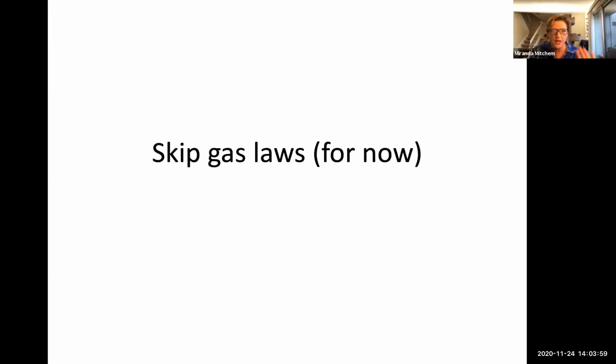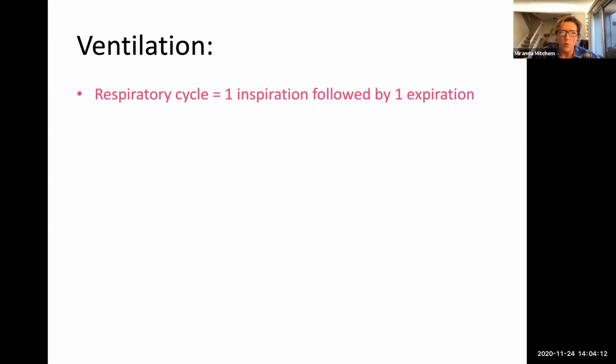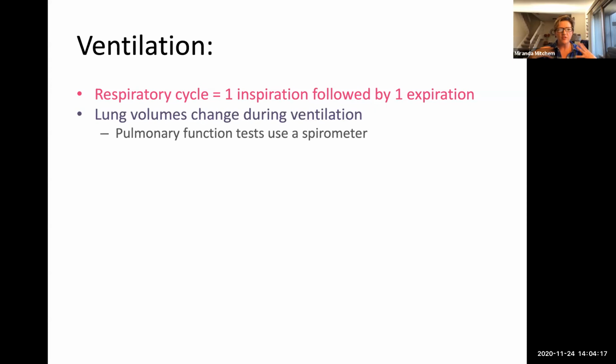All right, so we're going to get to gas laws in the content of the next chapter. So now I'm going to move to ventilation, which includes both inspiration and expiration. So that is what one respiratory cycle is. Now we have different volumes in our lungs, and they change at different parts during a ventilation cycle or respiratory cycle. So first of all, we need to define what these different volumes are.